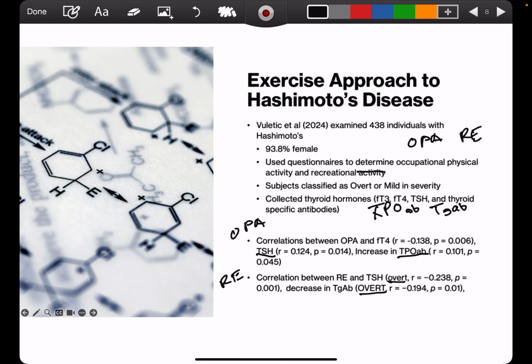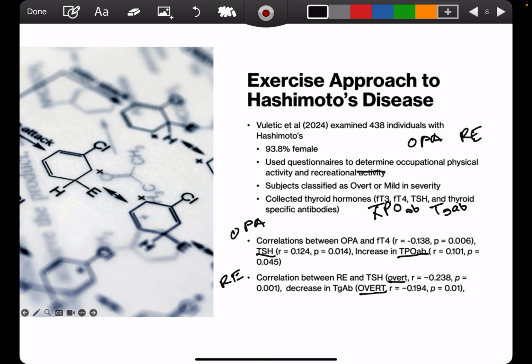Essentially, this study showed that the people that don't move as much, which is the OPA group, have a reduction in T4 with no change in T3, where we would like to see an increase in T3, right? If you have a decrease in T4, we're assuming in a healthy person it's going to peripheral sites to be deiodinized into T3, but there was no change in it.